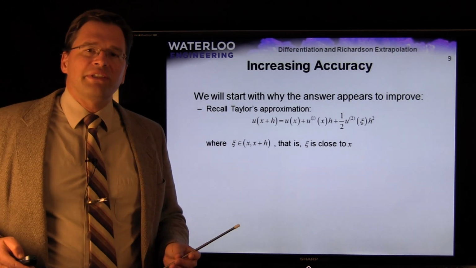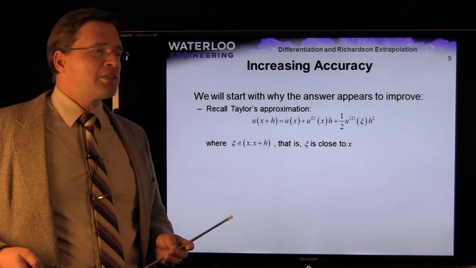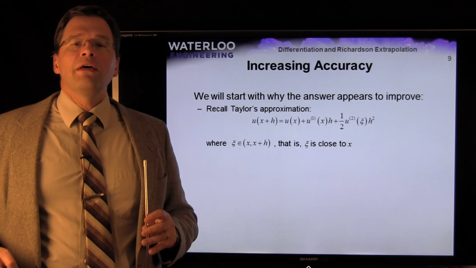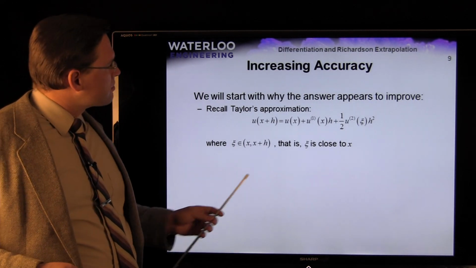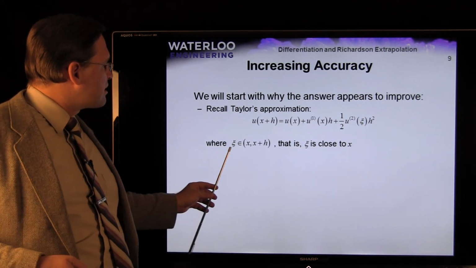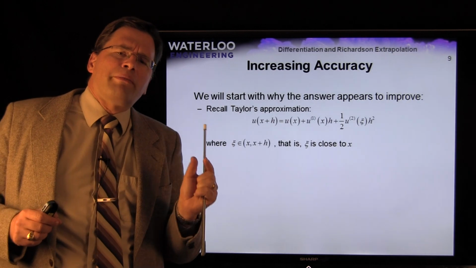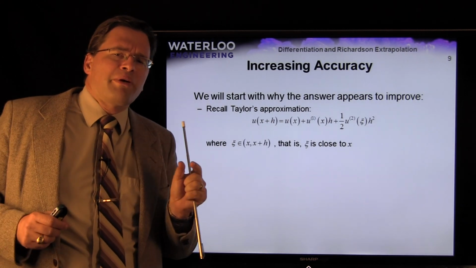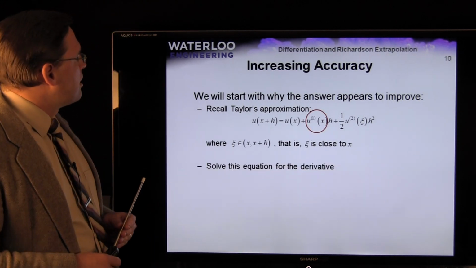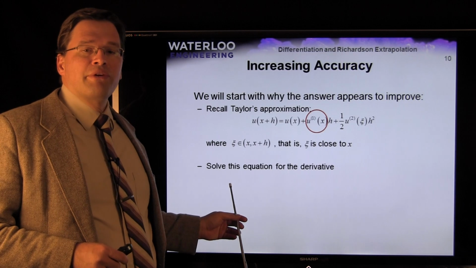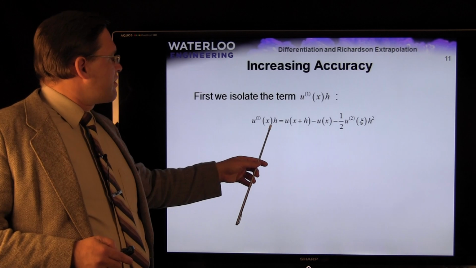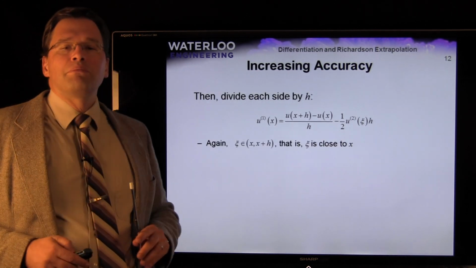Taylor series are one of the tools that we use in numeric approximations. So here we have u at x plus h is equal to u at x plus the derivative times h plus the second derivative evaluated at some point xi over 2 times h squared, and xi is somewhere in the interval from x to x plus h. So it's somewhere very, very close to x if h is small. What we're going to do now is solve for the derivative. We'll isolate that term, and now having isolated it, we can divide both sides by h.